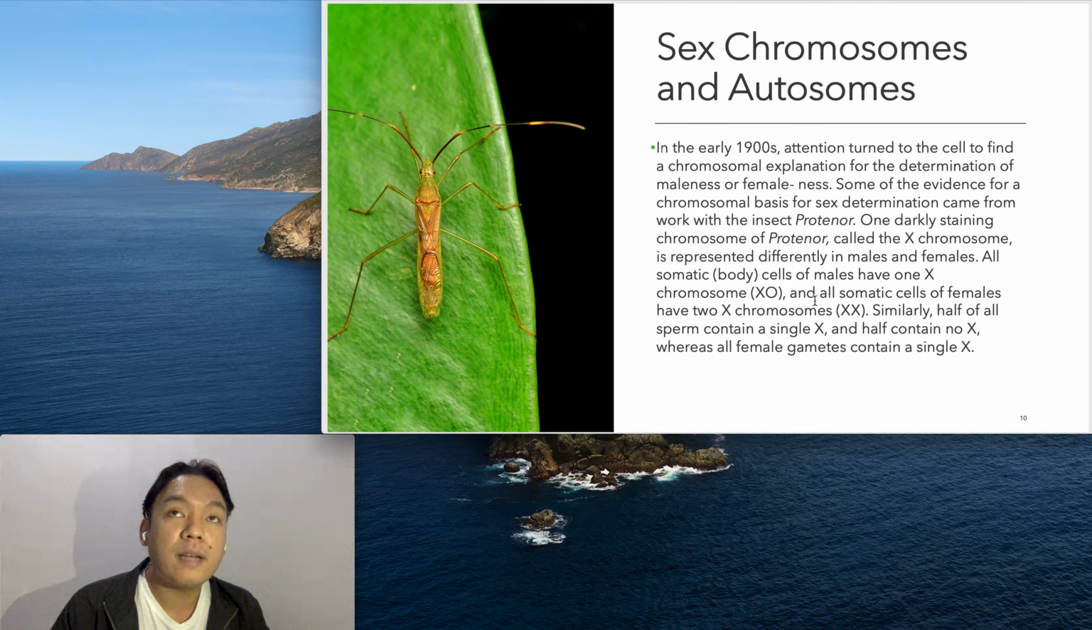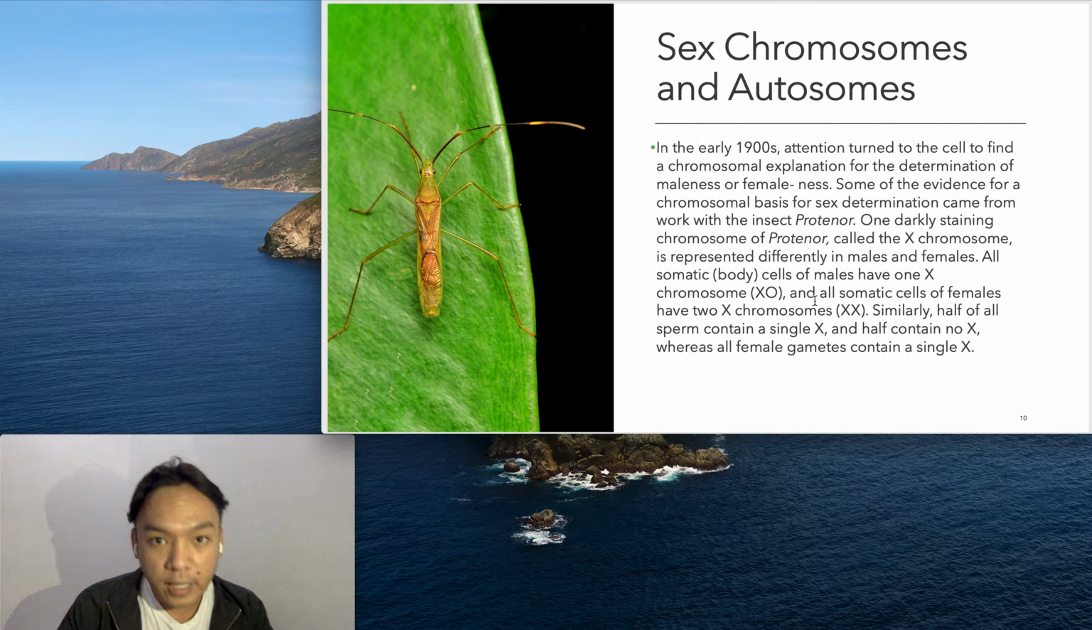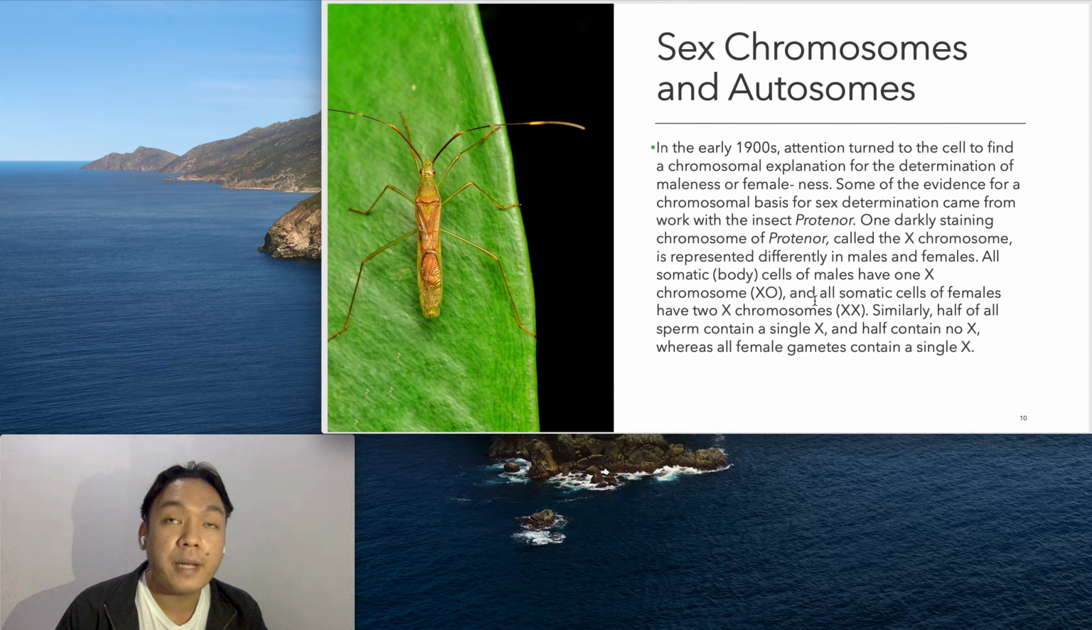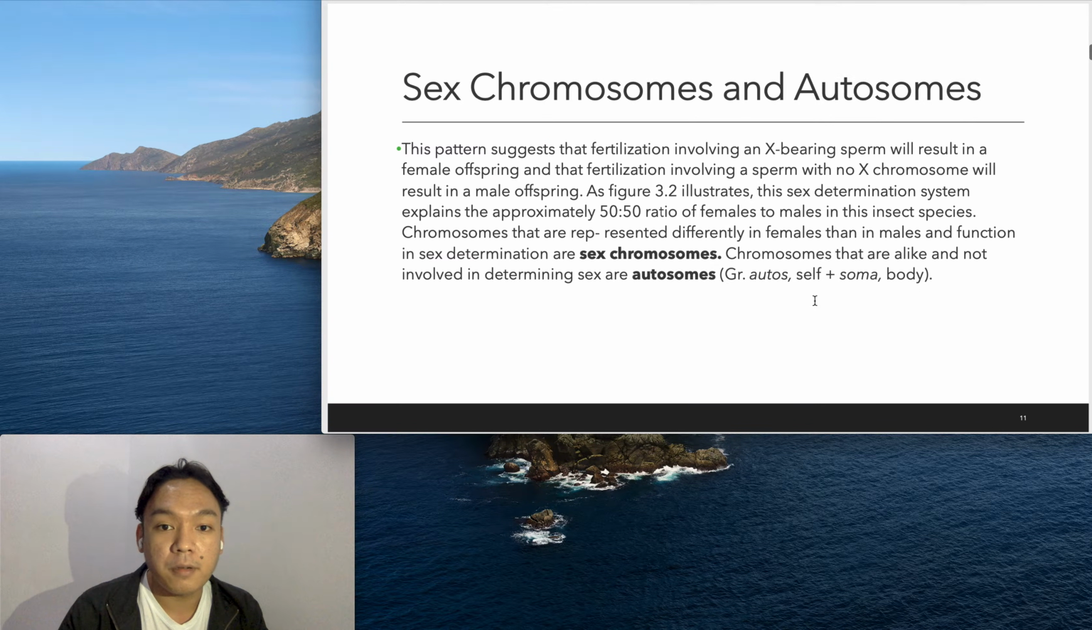Same thing with humans. We have 2X chromosomes for the females, and 1X and 1Y for the male. Similarly, half of all the sperm contain X and half contain no X. So when Protenor's chromosome is read as XO, it is male, but for female it is double X, the female Protenor. This pattern suggests that fertilization involving an X-bearing sperm will result in a female offspring, and that fertilization involving a sperm with no X chromosome will result in a male offspring.